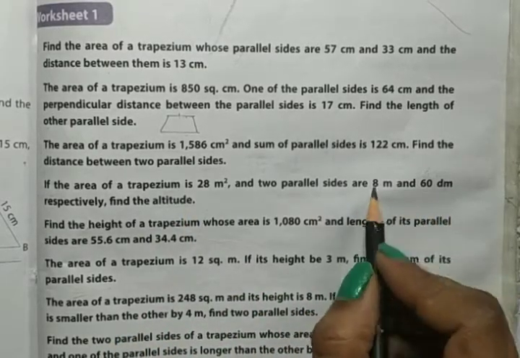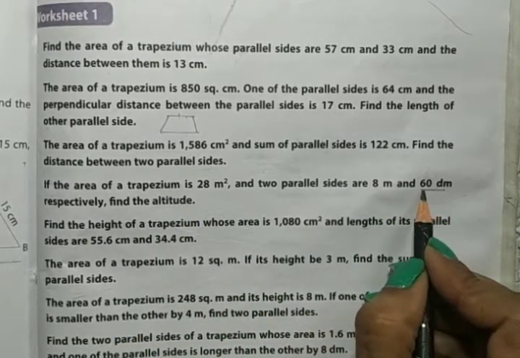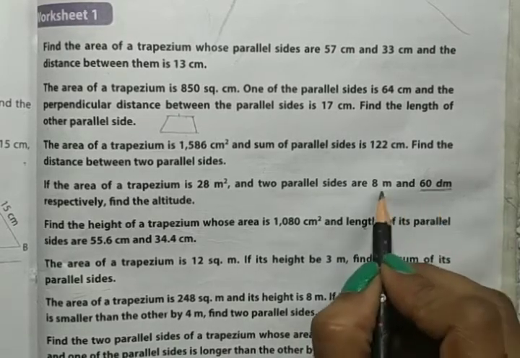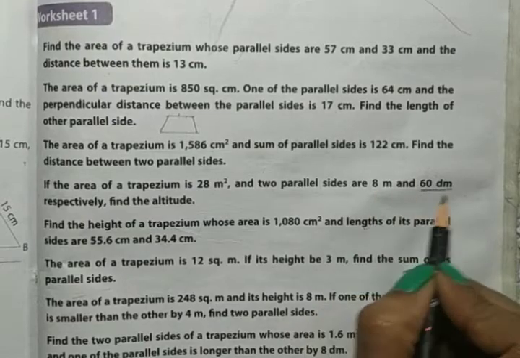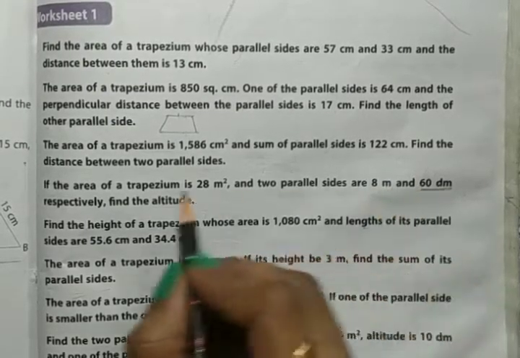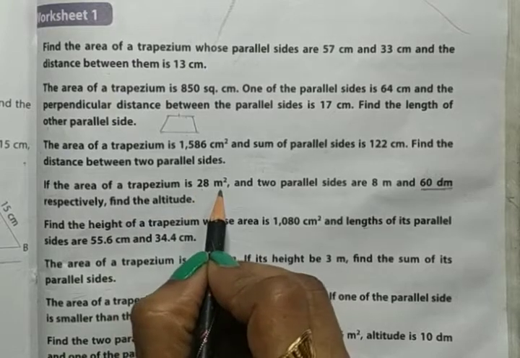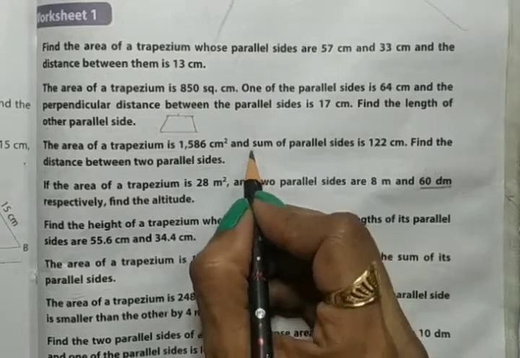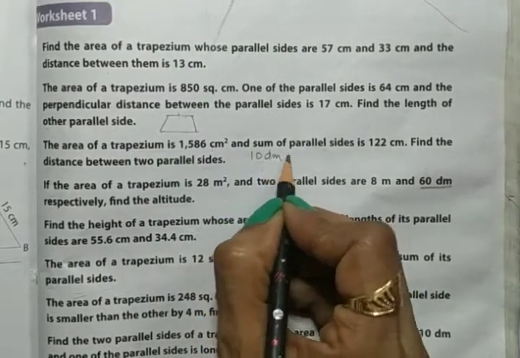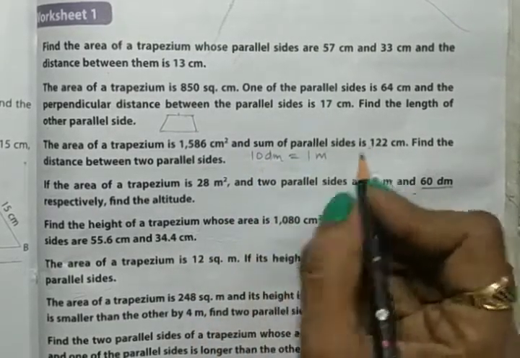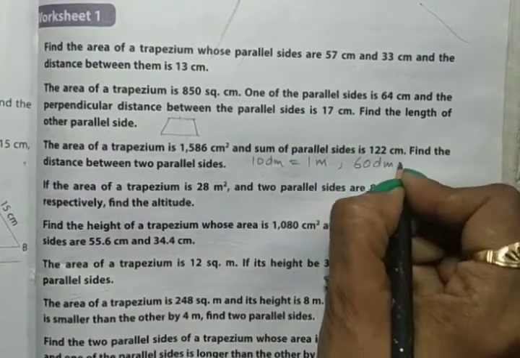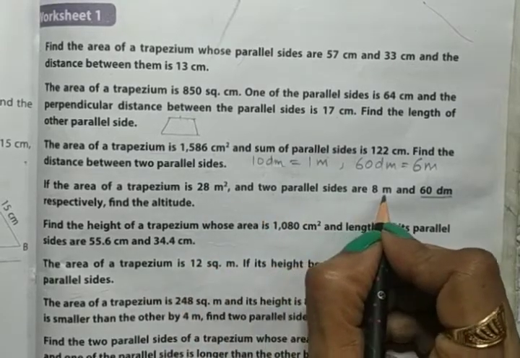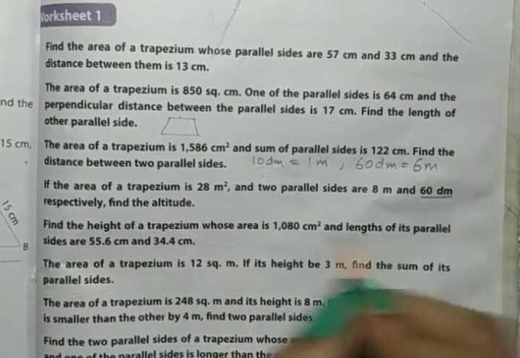Dear students, first of all we have to convert 60 decimeters into meters. Always remember, if different units are given in the question, then you have to convert them into the same units. As area is also in meters, so we have to convert these decimeters into meters. As we know, 10 decimeters is equal to 1 meter. So 60 decimeters is equal to 6 meters. So the two parallel sides are 8 meters and 6 meters respectively.